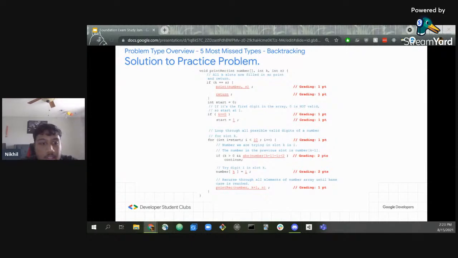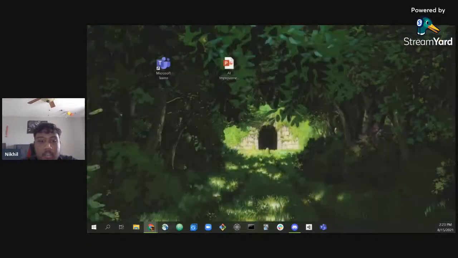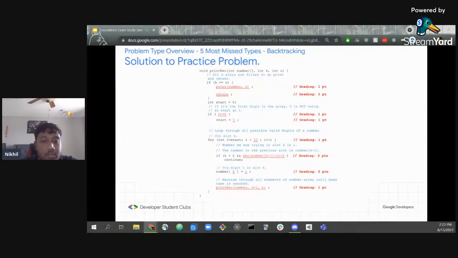So we need to take the absolute value of our previous digit minus our current digit to avoid negative values, because we're trying to find the distance between the numbers, and therefore we cannot have a negative distance. We also need the condition k is greater than 0 to avoid any array out of bounds errors. Otherwise, if we don't enter that if statement, that means we have a digit that fits the description of a unique integer. So we use digit i in slot k and recurse through the remaining elements of the number array.